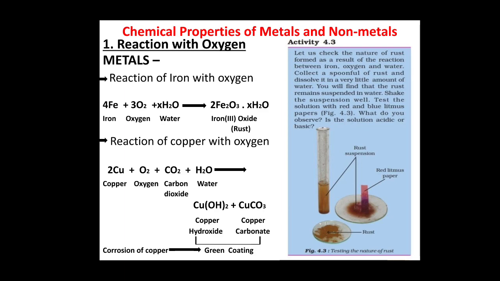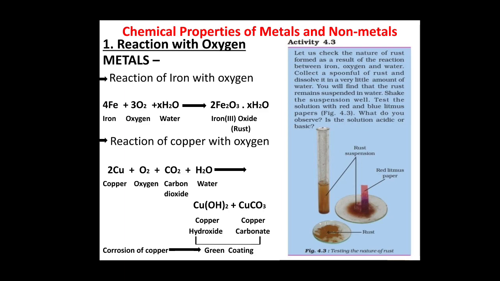So for that let us check the nature of the rust, which is formed as a result of the reaction between iron, oxygen and water. We have to collect a spoonful of rust and dissolve it in a very little amount of water. You will find that the rust remains suspended in water. Shake the suspension well. Test the solution with red and blue litmus paper. This is what we have to do to find out whether it is basic or acidic. What do you observe? Is the solution acidic or basic?